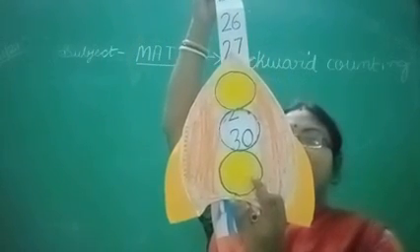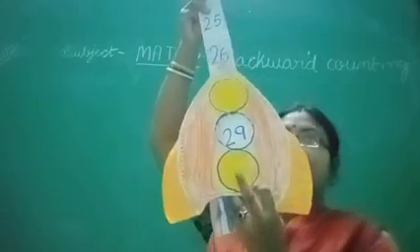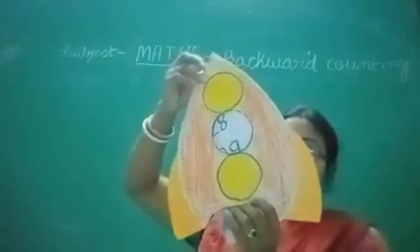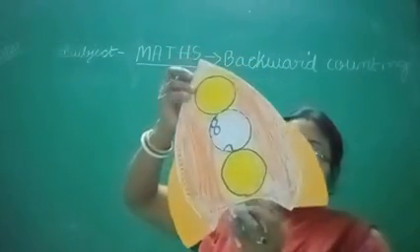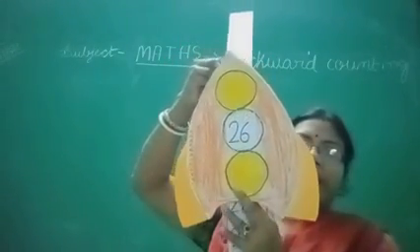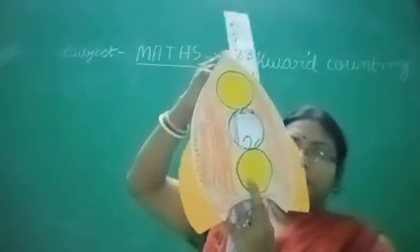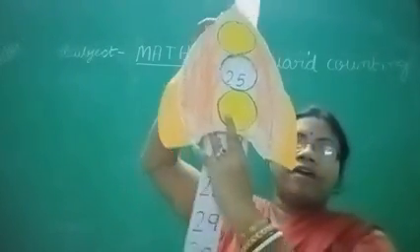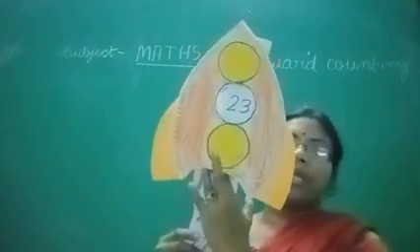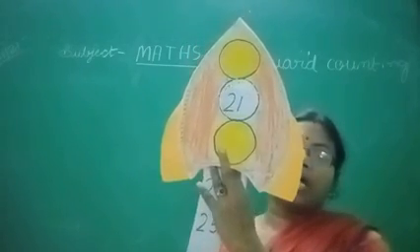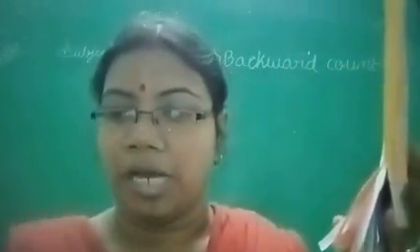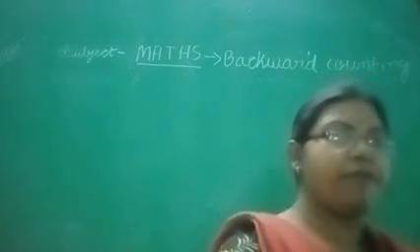See, we will count like this: 30, 29, 28, 27, 26, 25, 24, 23, 22, 21. Then we came down. Till 30 we have done.